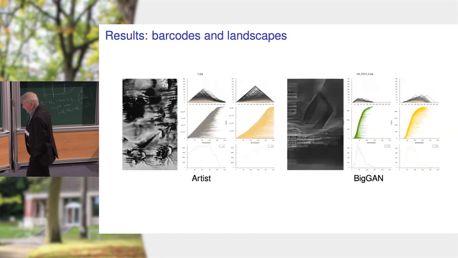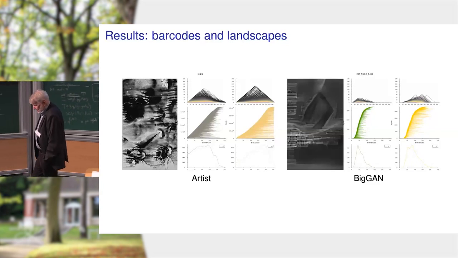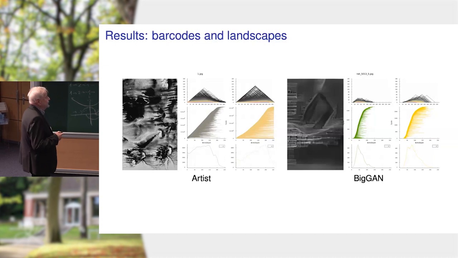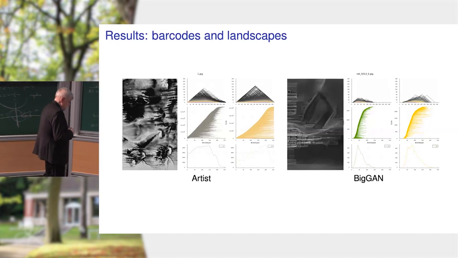Okay, so how does it look for the pictures? What you get for the pictures. These are barcodes for the real picture, in dimension zero, so for the number of connected components, and these are for dimension one, so for the number of holes, okay? These are the persistent landscapes for zero and one dimension.